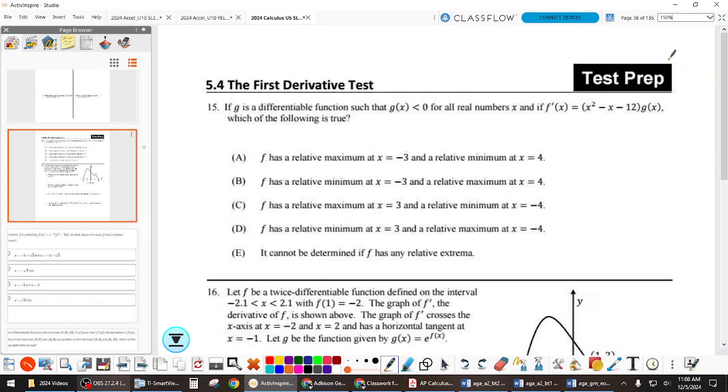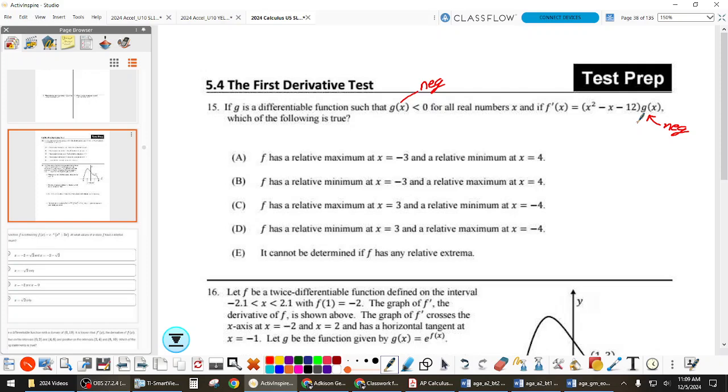So what did you guys put on 15? A, C, and what? B? Okay. Well, we only had 2 that didn't get picked. All right, well, here's kind of how you should think of that one. So G is negative. That's kind of what this is telling us. And, excuse me, so F prime is some quadratic times a negative.